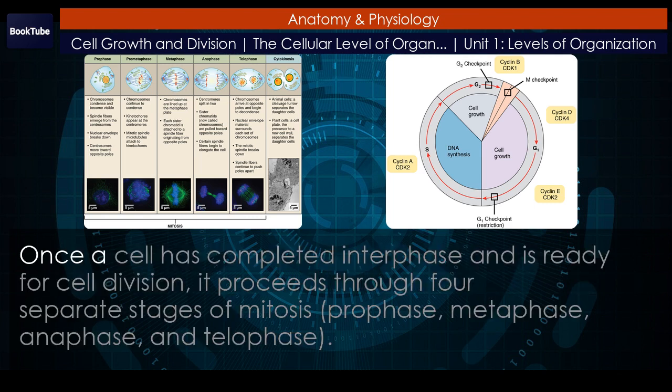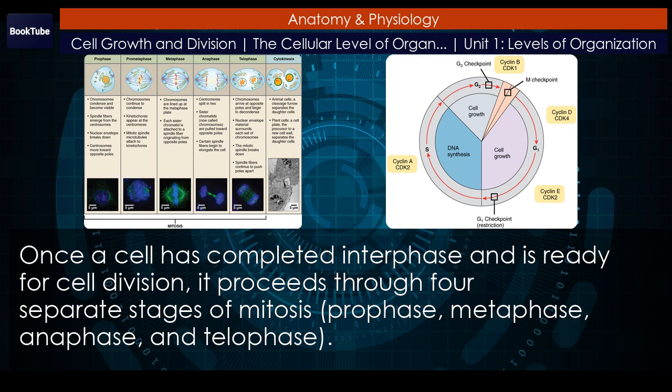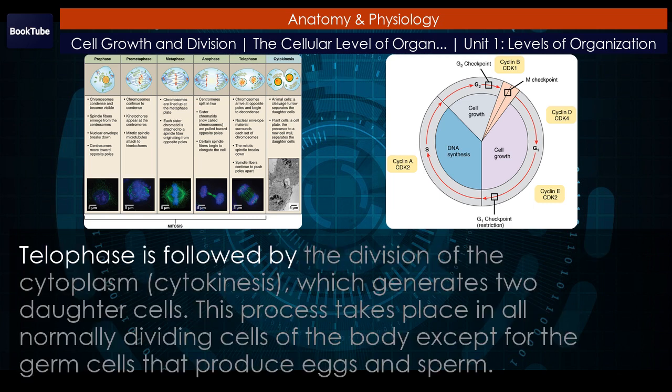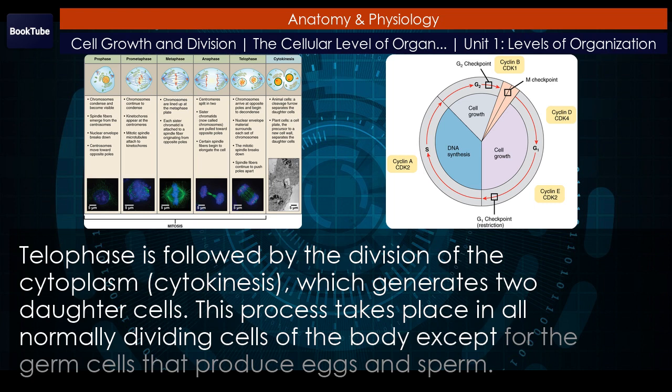Once a cell has completed interphase and is ready for cell division, it proceeds through four separate stages of mitosis: prophase, metaphase, anaphase, and telophase. Telophase is followed by the division of the cytoplasm, cytokinesis, which generates two daughter cells. This process takes place in all normally dividing cells of the body except for the germ cells that produce eggs and sperm.